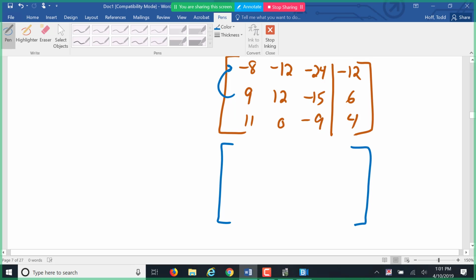So 9 plus negative 8 is 1. 12 plus negative 12 is 0. We wanted a 0 there, so that's good. Negative 15 plus negative 24 is a negative 39. That's a little ugly. And 6 plus negative 12 is negative 6. Of course, the second row is going to stay the same.